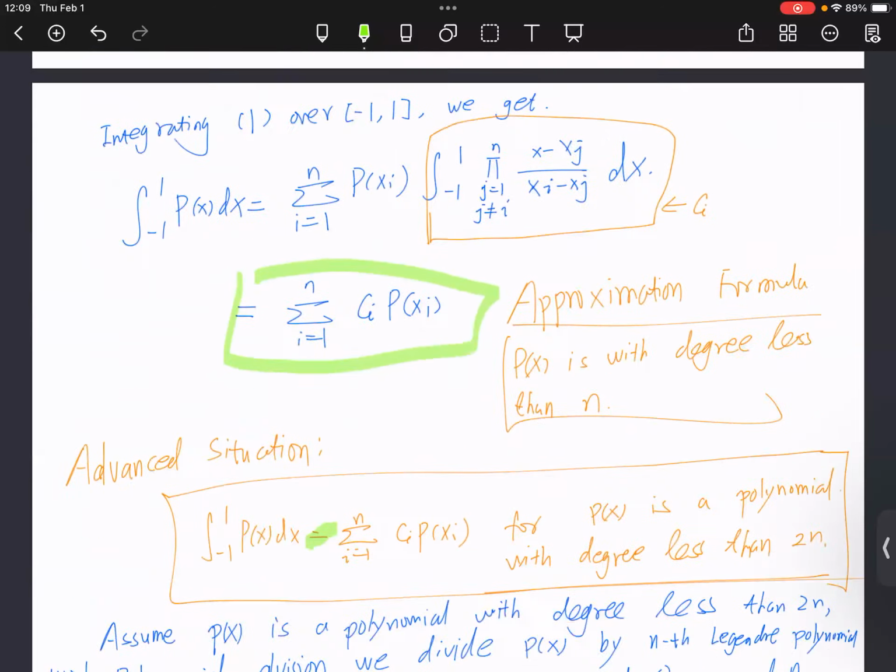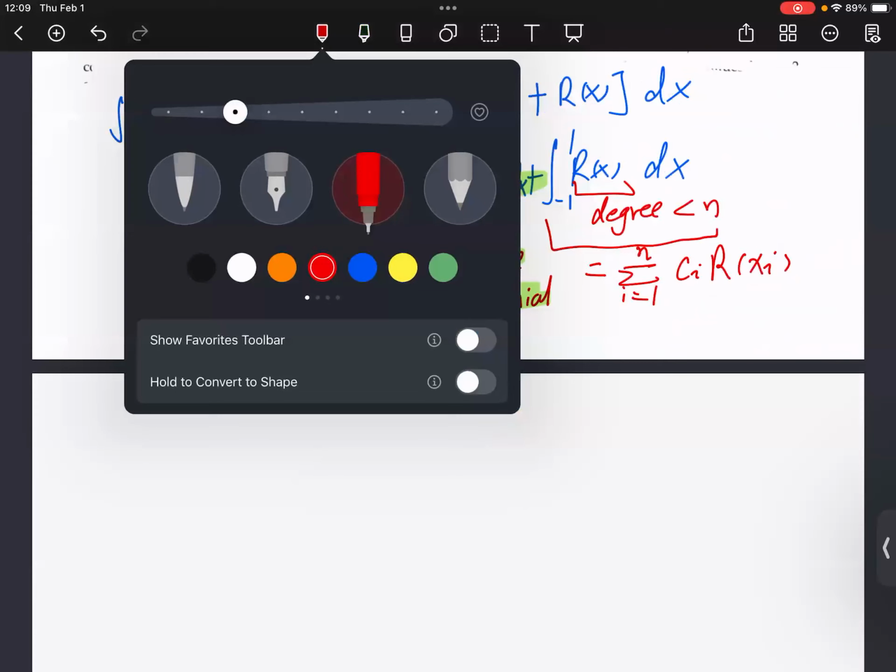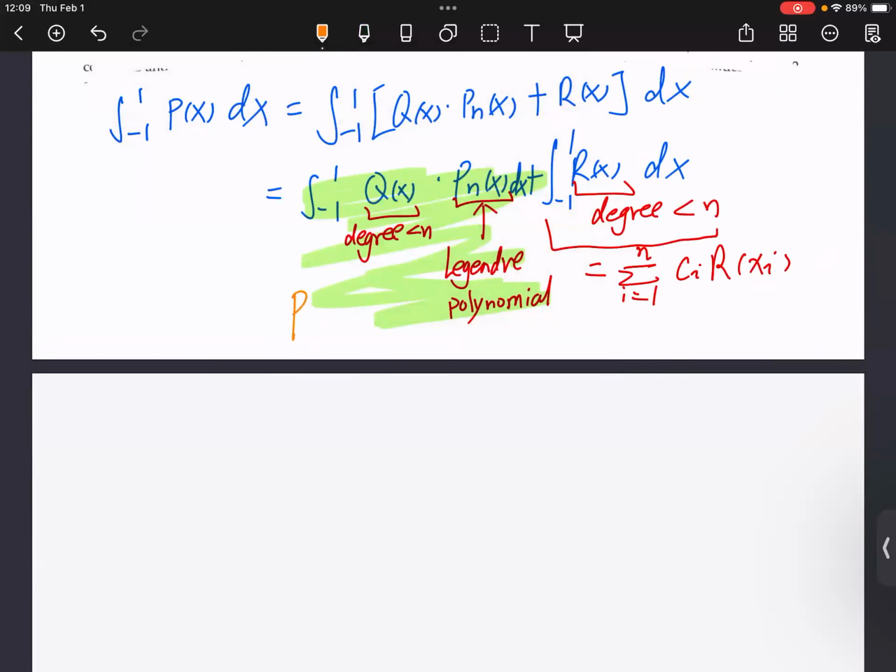So let's go back to here. Now you get this: the polynomial with degree less than n, and this is the Legendre n polynomial. And this is the integration over -1 to 1, and we use that property too. This is the property two, and then these things are 0.